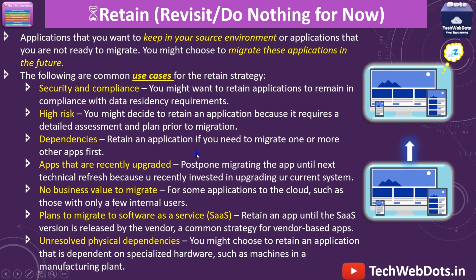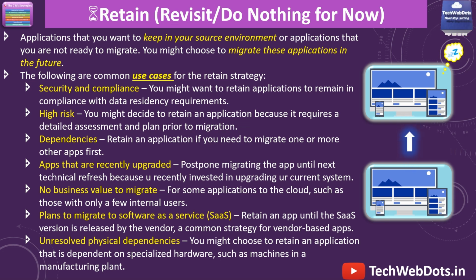The third one, dependencies. Retain an application if you need to migrate one or more other apps first. It means the application that you decided has dependencies on other applications, which are important to run the current application. So you will keep it aside for the time being, and you will decide later, and let the other application move first.